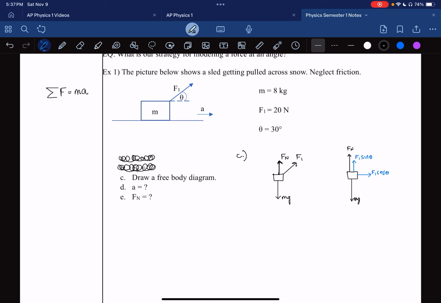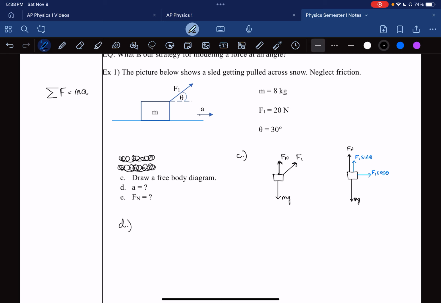Cool. So why did we do that? We can't use F equals ma with this force F1 at this angle here. We can only use it with these components. So when you're pulling an object at an angle like this, you're kind of pulling it up a little bit and you're kind of pulling it to the right a little bit. Okay, so that's the meaning of those. So that's part C. Let's do part D, which is the acceleration.